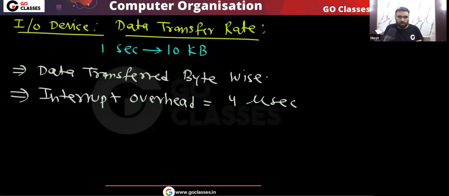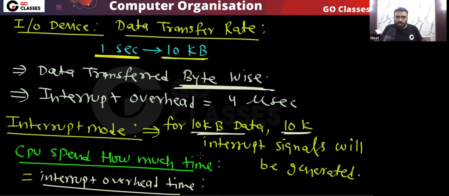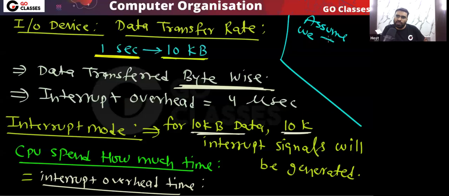Let me solve it from both points of view. So for 10 KB data, tell me how much time will be wasted. Let me solve from 10 KB point of view. I assume we need to transfer 10 KB data. Okay, just assume that we are transferring 10 KB data. So from the 10 KB point of view, tell me what will be the answer.